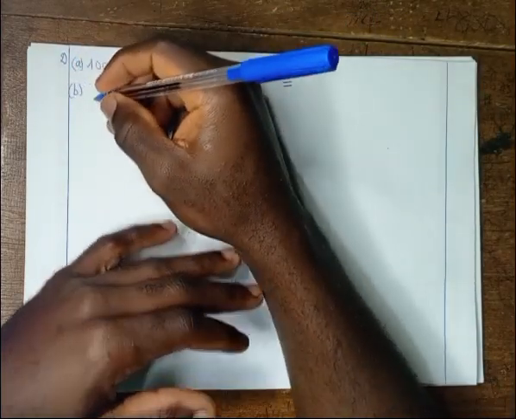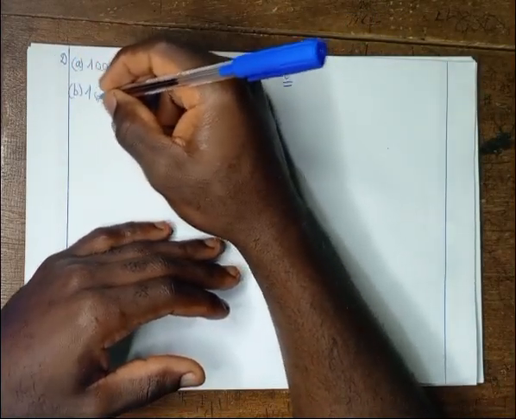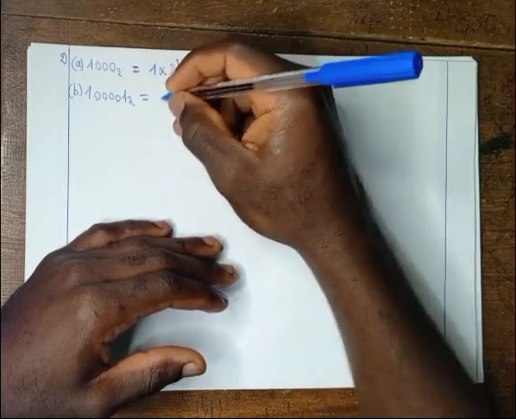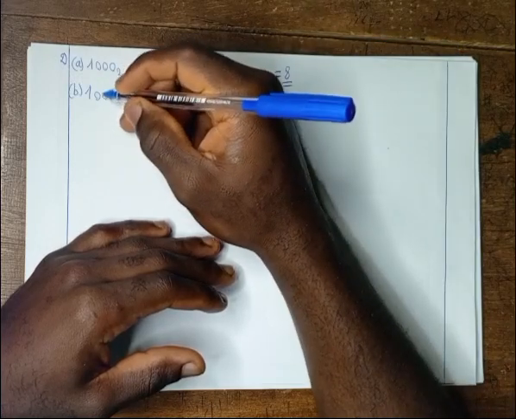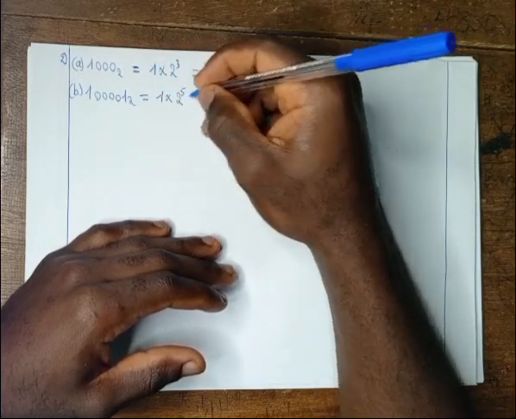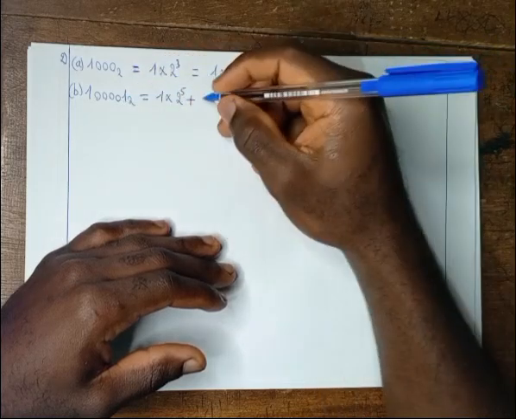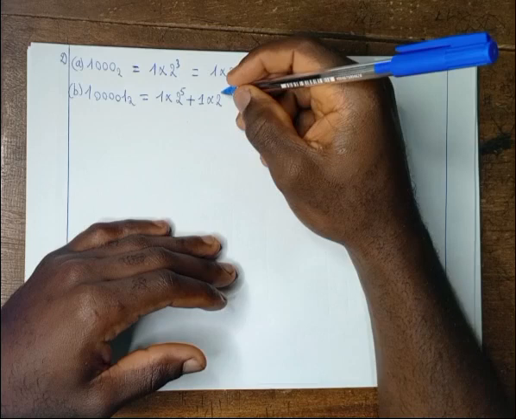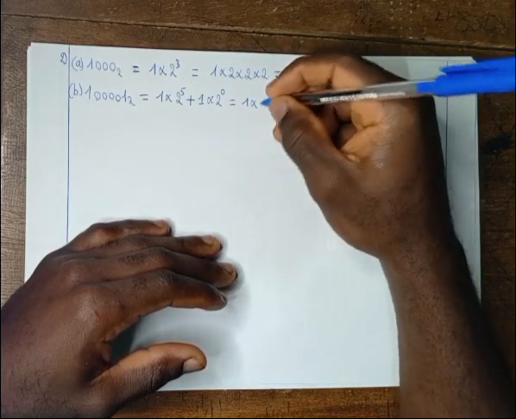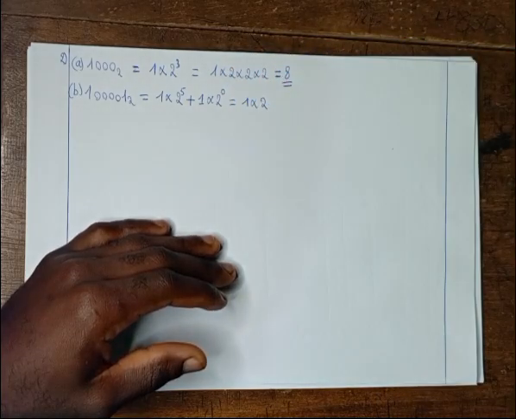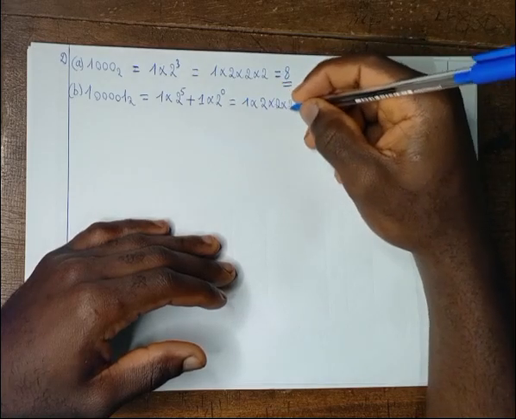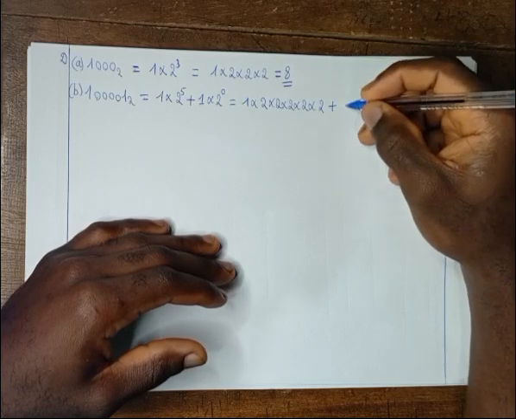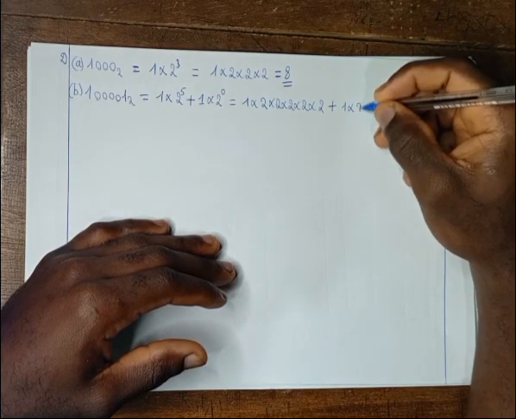For B, we have the number 1 with 4 zeros, 1 in base 2. This will give us 1 times 2 to the power 5. The other digits are zeros, so we are going to ignore them. Move to the last digit, which is 1 times 2 to the power 0, since after that 1 there's no digit. This will give us 1 times 2 to the power 5, which is simply 2 times 2 times 2 times 2 times 2, plus 1 times 2 to the power 0, which is simply 1.